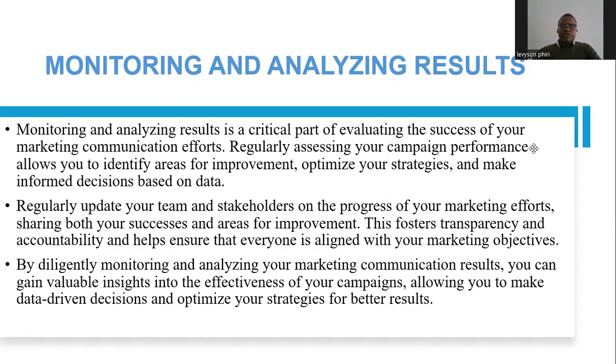Regularly update your team and stakeholders on the progress of your marketing efforts, sharing both your successes and areas of improvement. This fosters transparency and accountability and helps ensure that everyone is aligned with your marketing objectives. So if you know that this area needs improvement, make sure that you inform your team and your stakeholders, and also inform them of your achievements, so that you can be on the same page, focusing directly on your objectives.